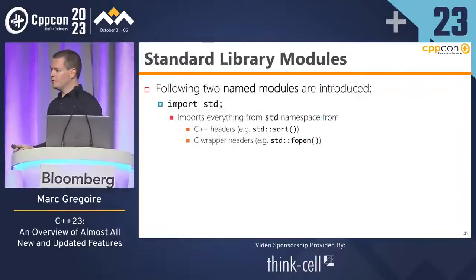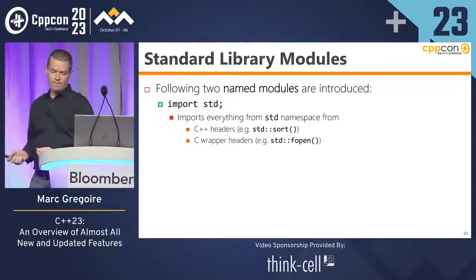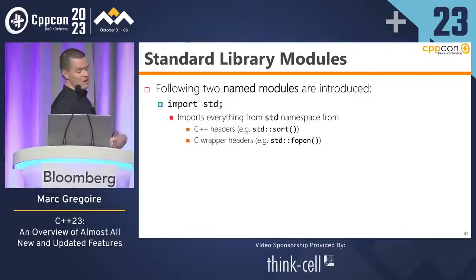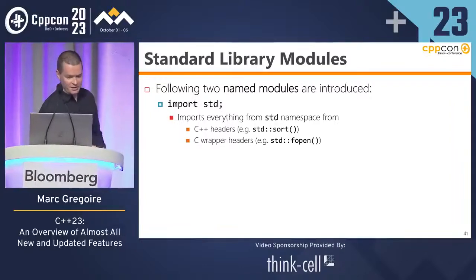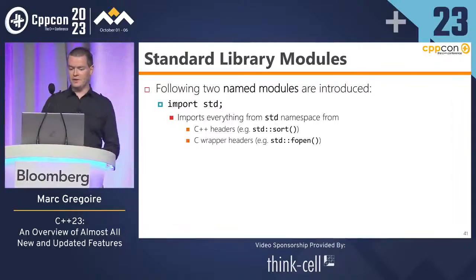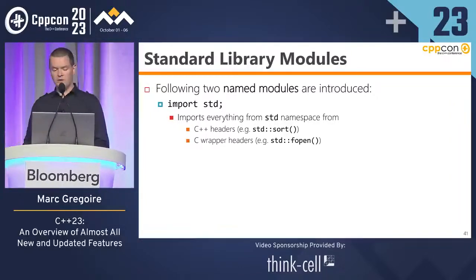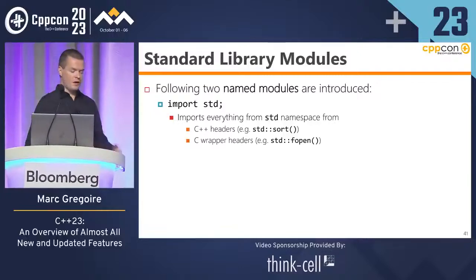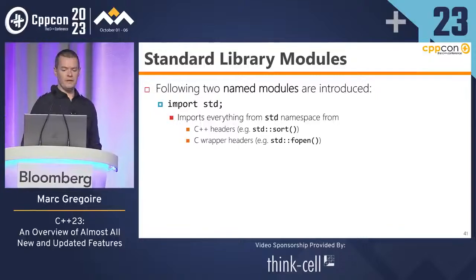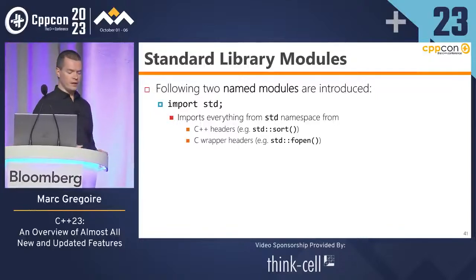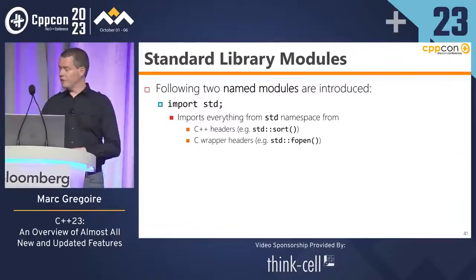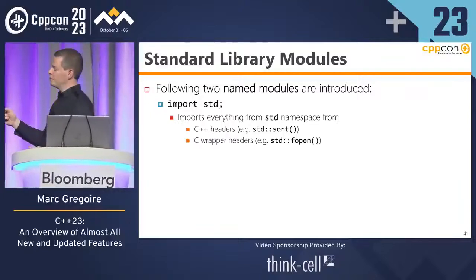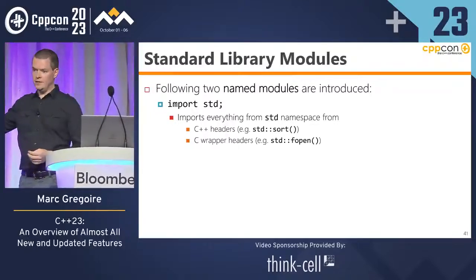So I mentioned before C++20 introduced modules. C++23 goes a major step further, and it introduces 2 named modules. It introduces std, so you can simply write import std, and then you will get access to everything from the standard library, and everything will be in the std namespace. So everything from C++ will be in the std namespace, but also everything from C will be available, but only in the std namespace.